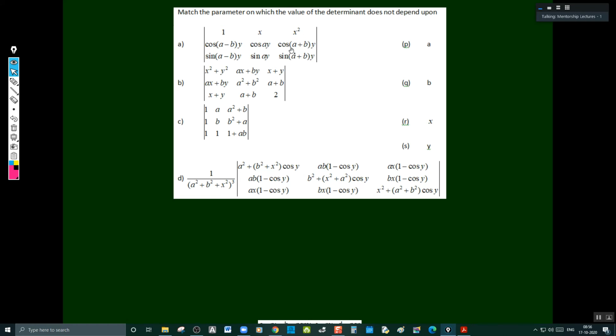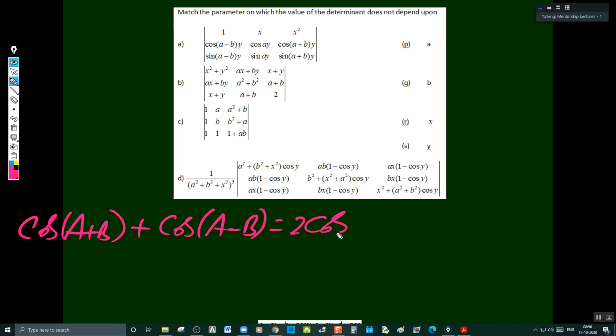Now the trigonometric formula. Reminder: if you add these two, cos of A plus B plus cos of A minus B, please. Anyone? Cos A cos B. Correct. I'll write it here. Cos of A plus B plus cos of A minus B is equal to 2 cos A cos B.